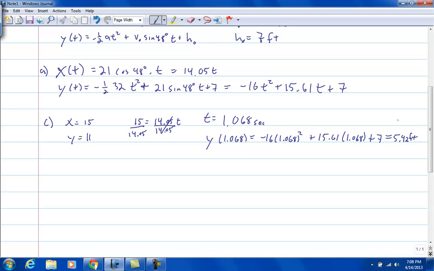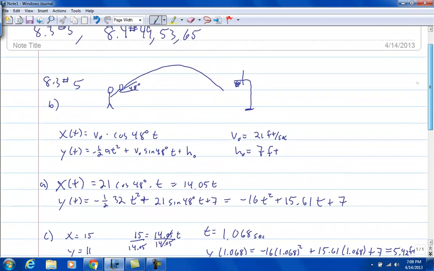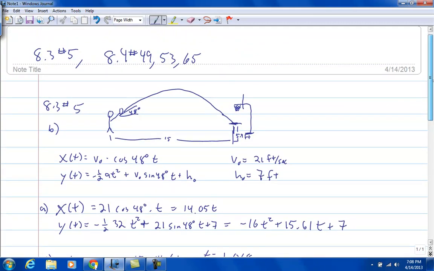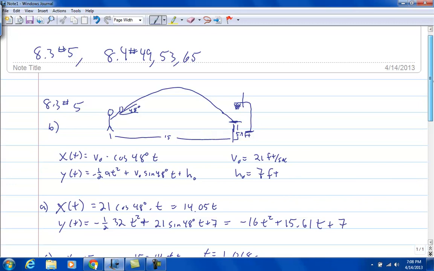So we're clearly below the 11 feet we need to be. We're actually less than half the height. So yeah, he's going to miss. It's going to come down here, and we're going to be at half the height when we're at 15 feet. So this is going to come out to be 5.4 feet. And that's not going to make it. So that's the first problem. That's 8.3 that was asked, or 8.3 number 5.